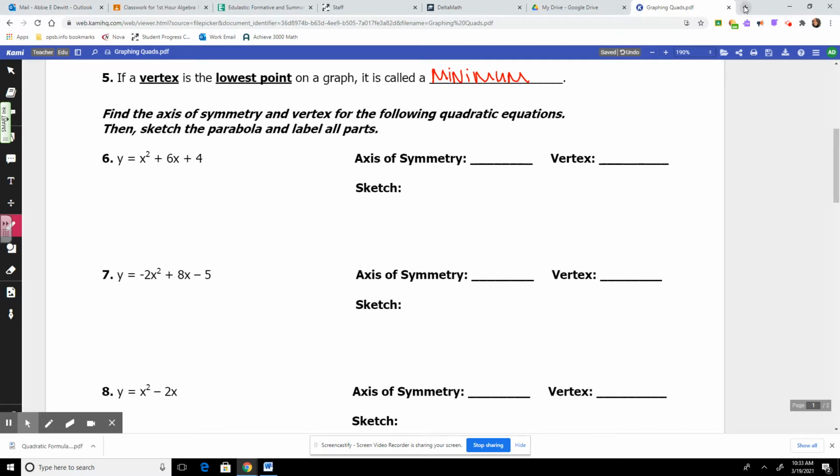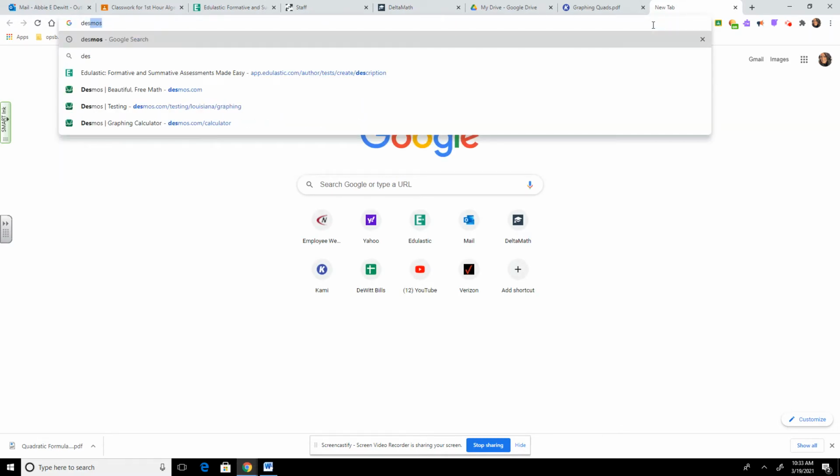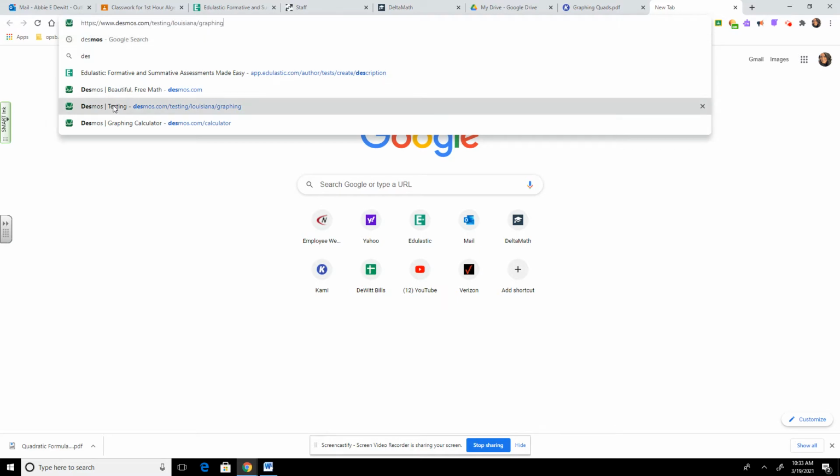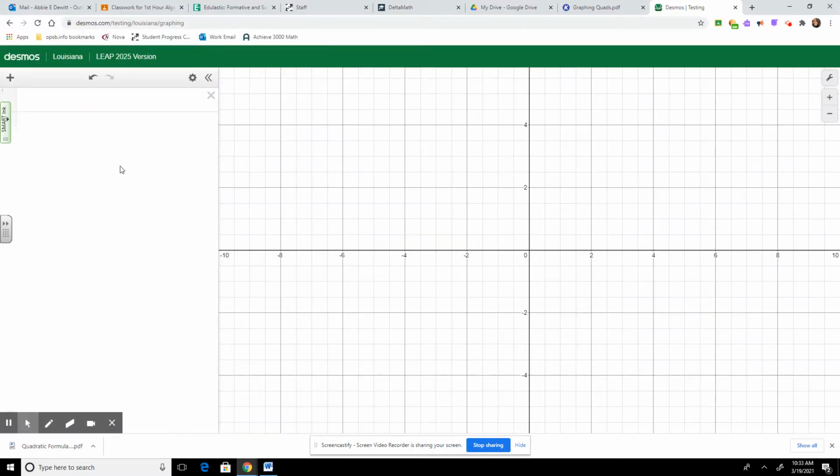Okay, so we have our quadratics here. Let's start graphing them. We're going to go to Desmos, because Desmos is our best friend. I want to make sure I'm at the Desmos Louisiana page: desmos.com/testing/Louisiana/graphing. You should see a green bar at the top that states Louisiana LEAP 2025 version. This is the version that you will see on the LEAP test.